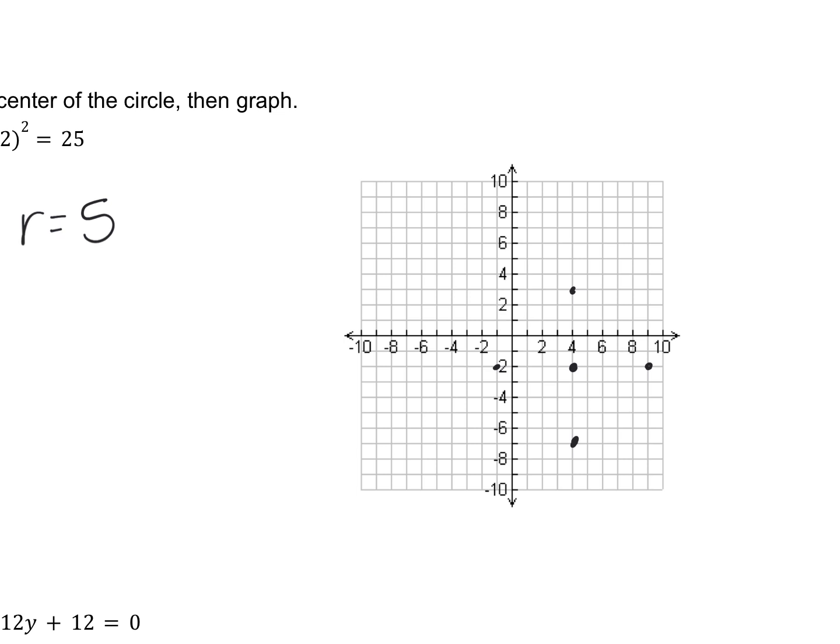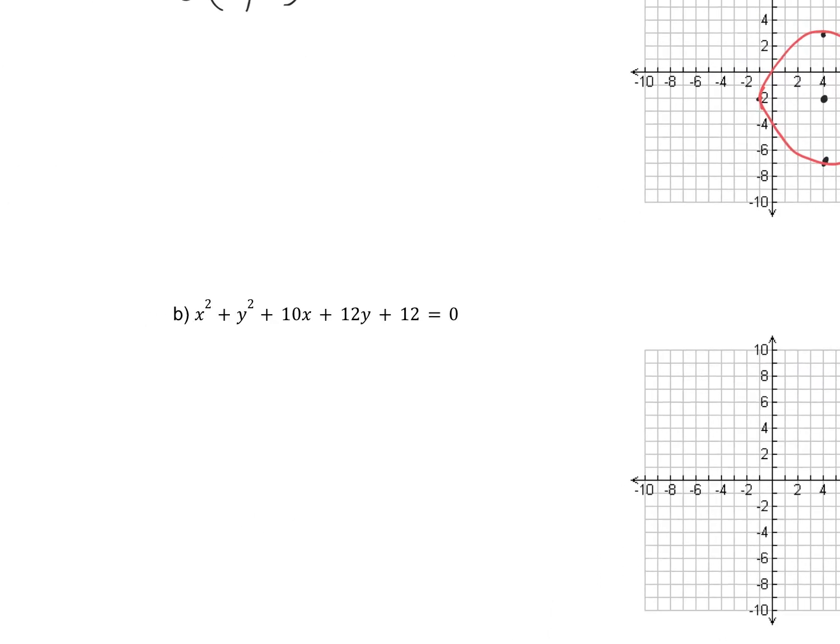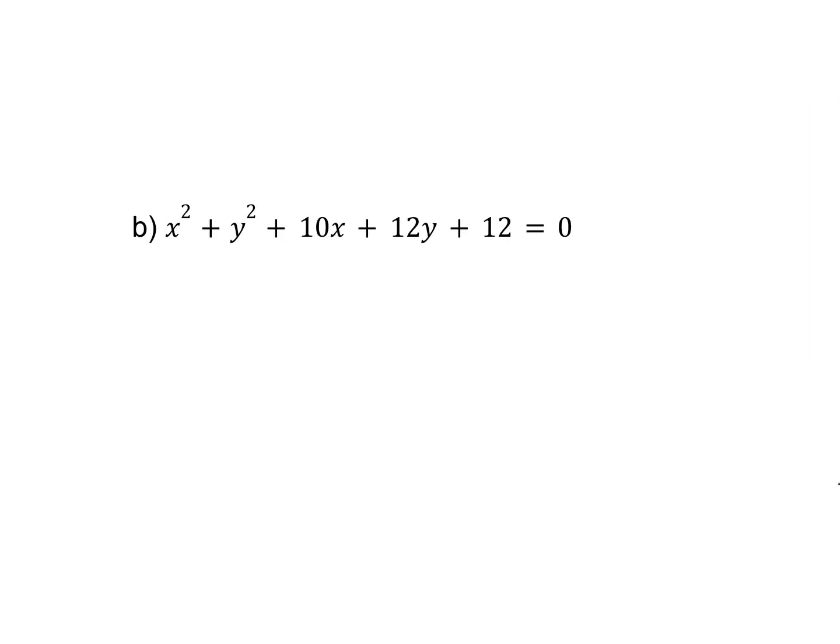And then do your best to draw a circle. That's kind of ugly, but it's fine. Okay, next one. This one's the one that's a little bit harder. So this is not in standard form for a circle, so we need to convert it.